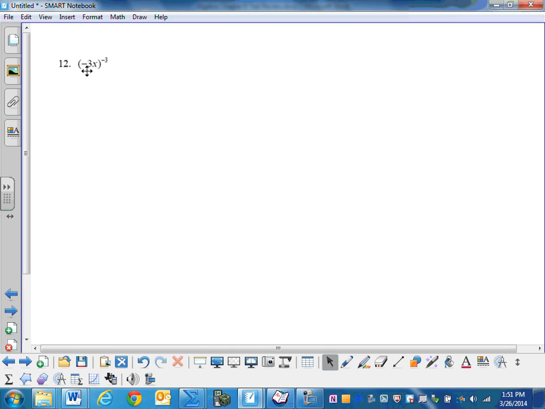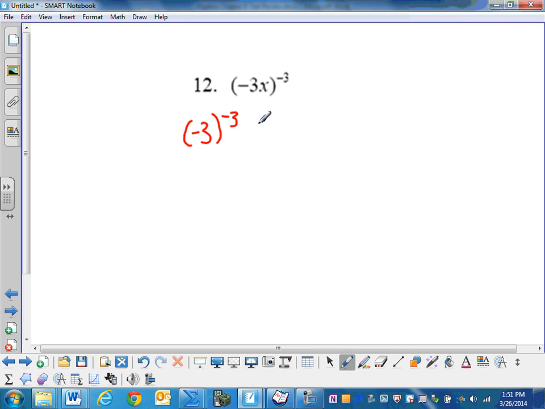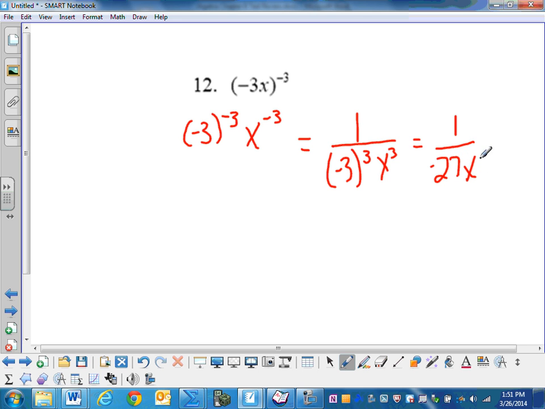And the last one I'm going to do is 12. It's going to be negative 3 to the negative 3 times x to the negative 3. So remove my parentheses. Now I'm going to get rid of my negative exponents. So it's going to be a negative 3 to the third, x to the third, which is going to be 1 over negative 27, x to the third.